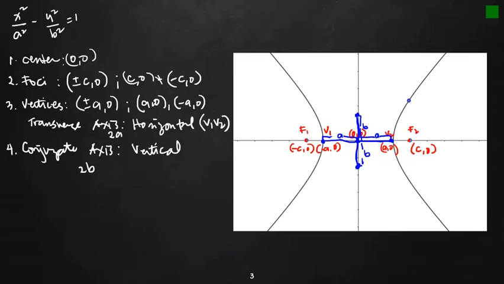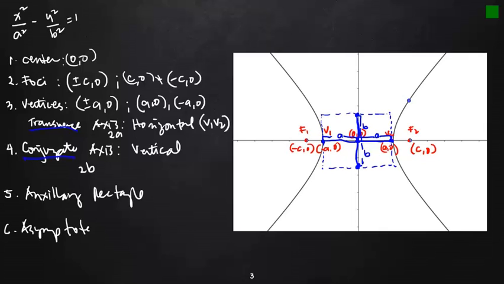From the transverse axis and the conjugate axis, we can actually come up with a figure. If we make segments out of these, the figure that can be formed is a rectangle. And this rectangle is actually called the auxiliary rectangle. Why auxiliary? Because this rectangle will aid us in finding the asymptotes of our hyperbola.